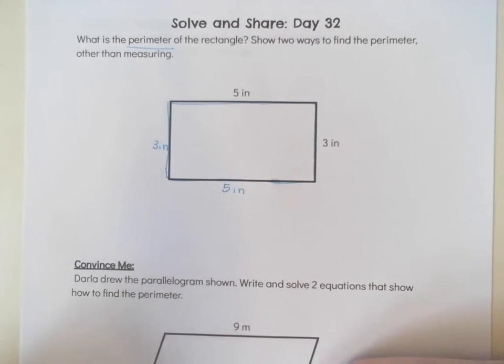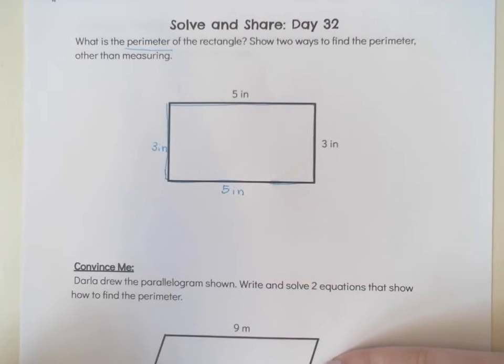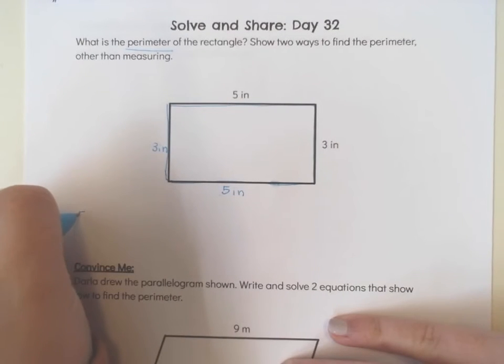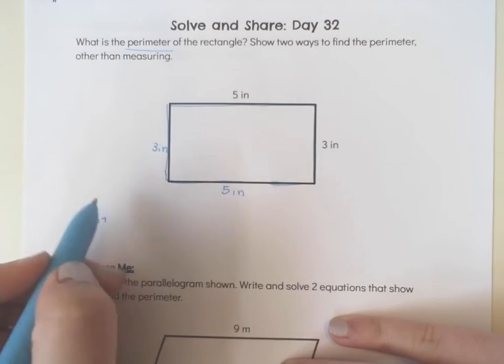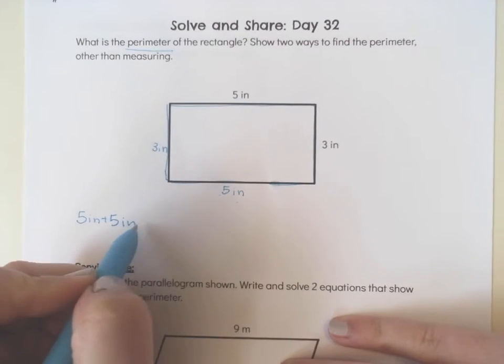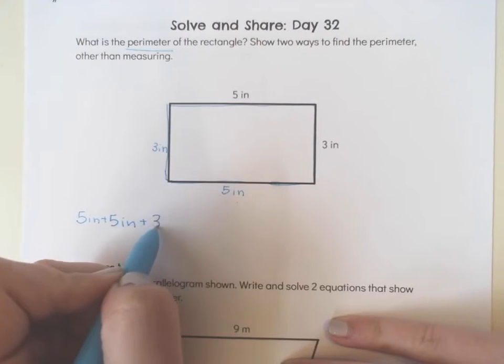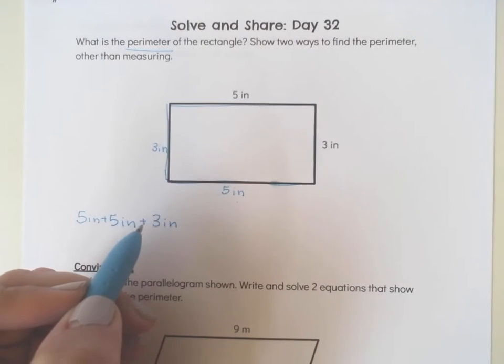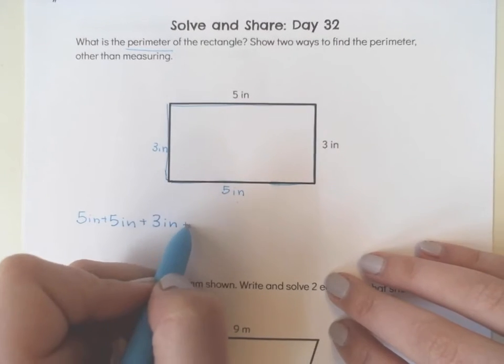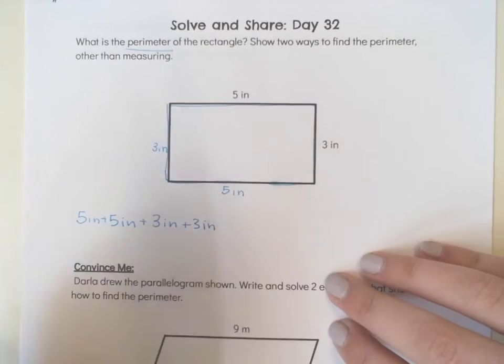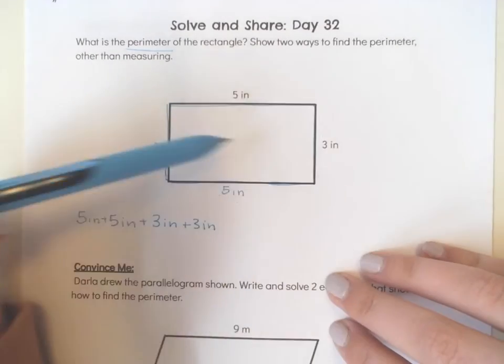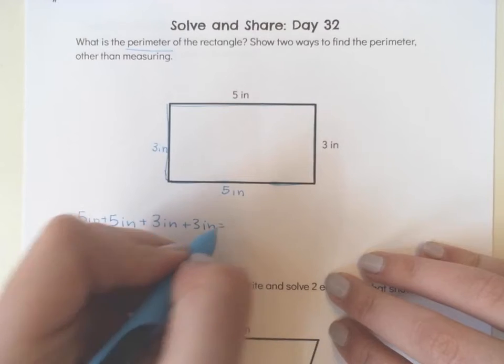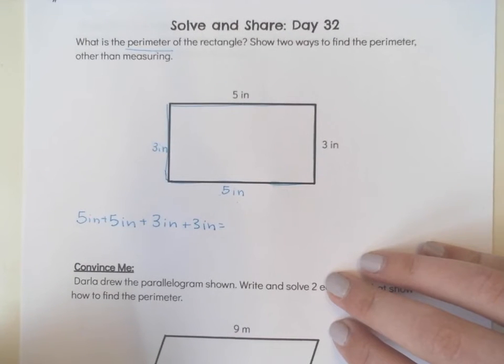What is an equation we could use to solve that? Right, we can add up the lengths of each of the sides. So if we were to add up each of the lengths of the sides, we would have 5 inches plus 5 inches plus 3 inches plus 3 inches, right? So we have both of our lengths and both of our widths in our equation. We need to put our equal sign so we can find the total.